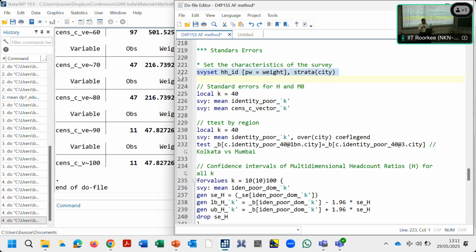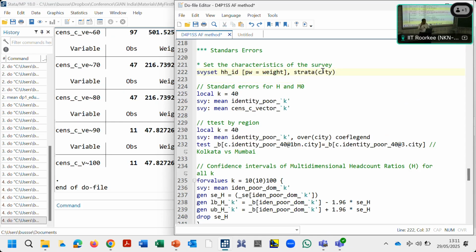So far, when we were doing aw equal to weight, we were just assuming the sample is completely random. But the sample may not be random. So if it is not random, you have to provide the sample stratification, and this is how you define it. Here I have just assumed that HHID are the PSUs themselves, and the cities are the strata. I just assumed it for running.